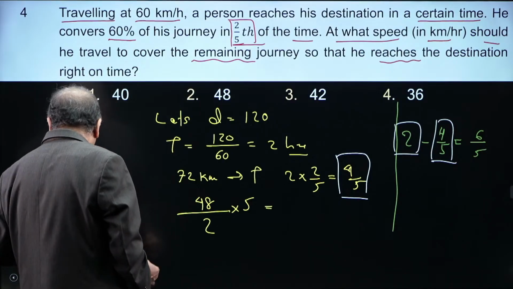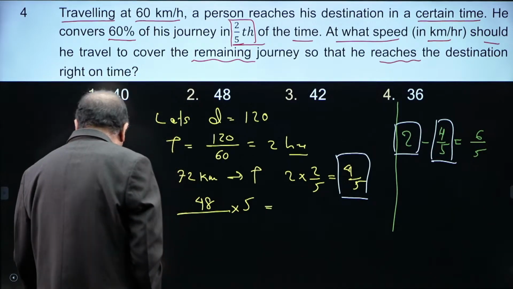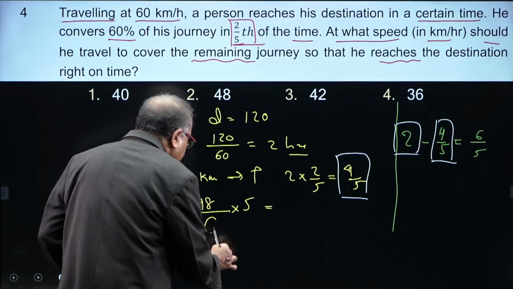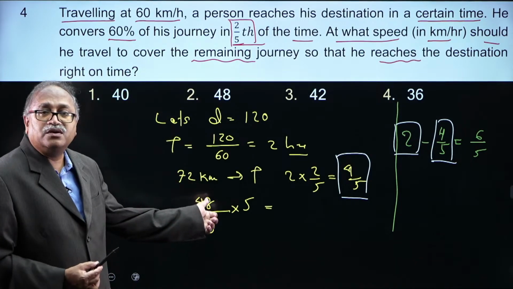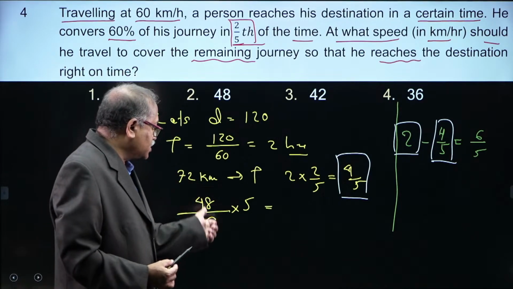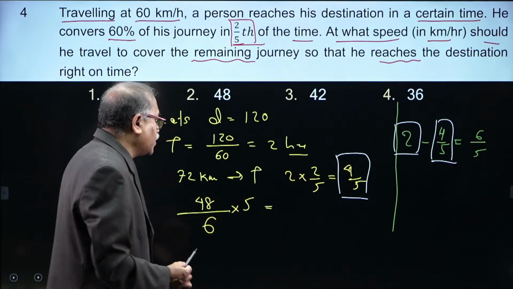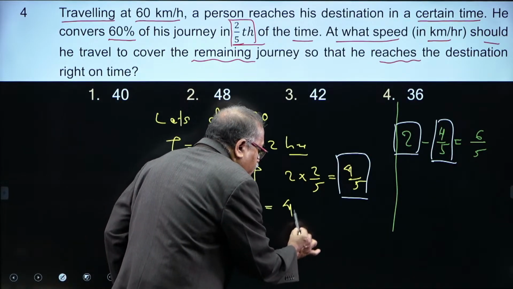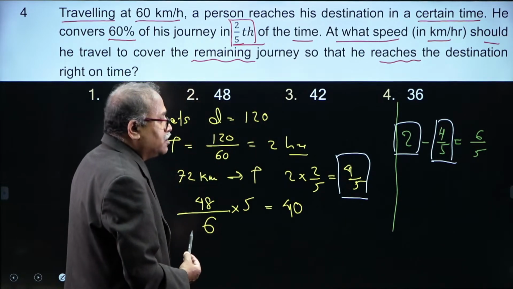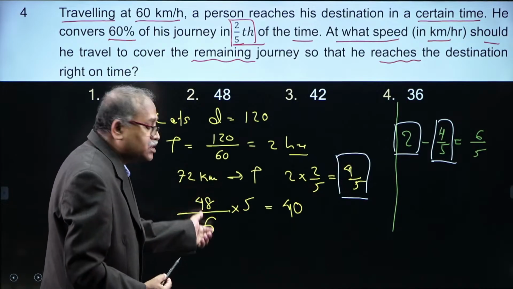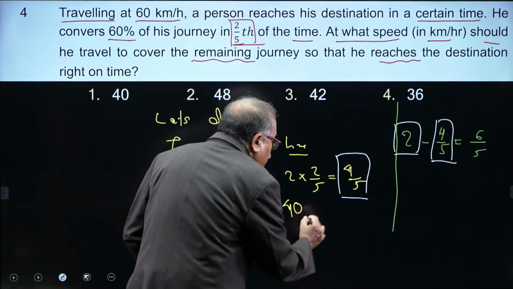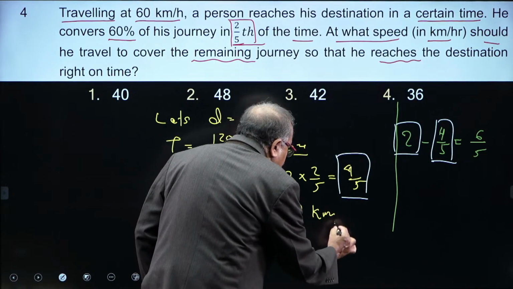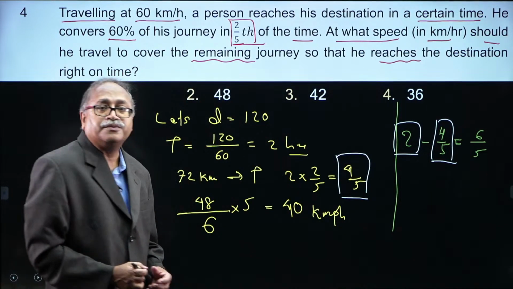So, I should divide the distance by 6 by 5 hours. Done. So, 6 8s are 48, so 8 5s are 40. So, my answer should be over here. The remaining distance divided by time is speed. So, that is 40 kilometer per hour. That should be your answer.